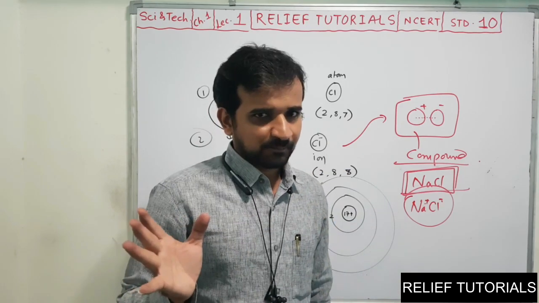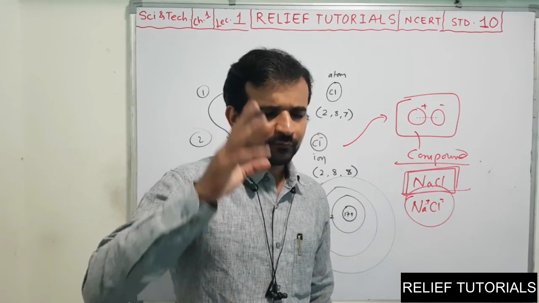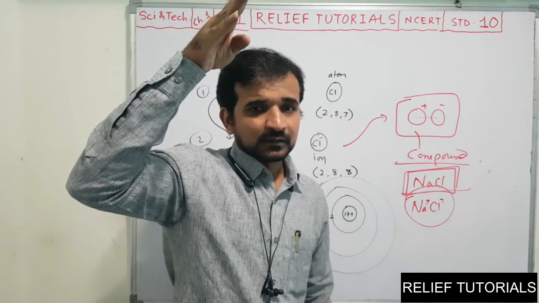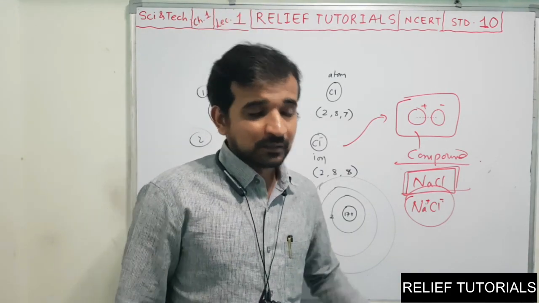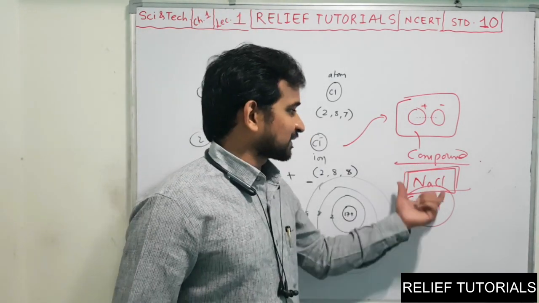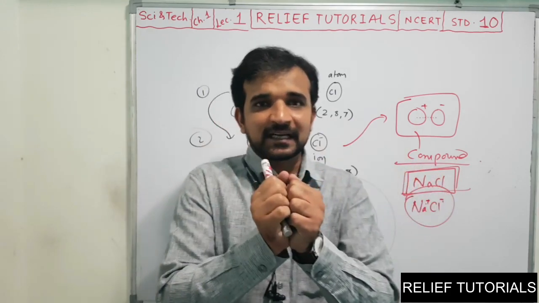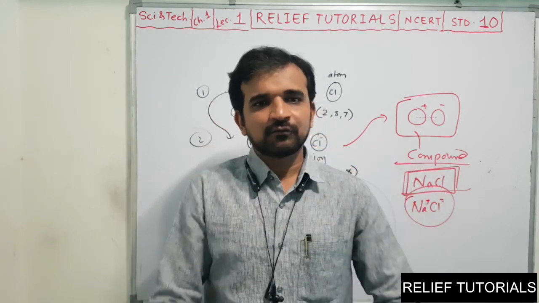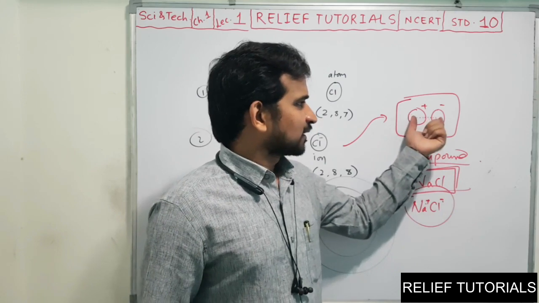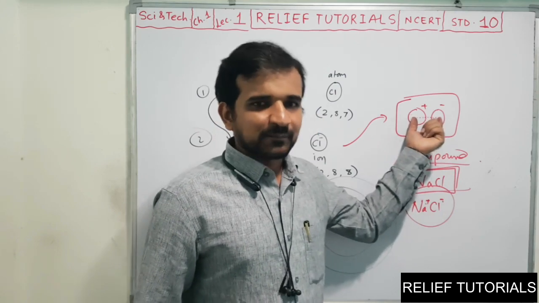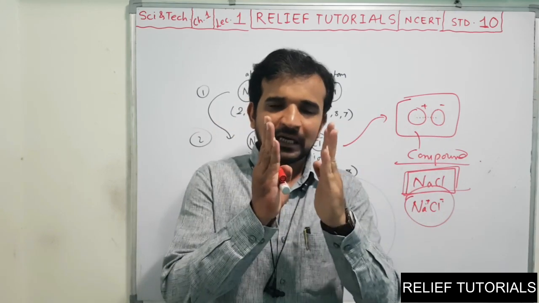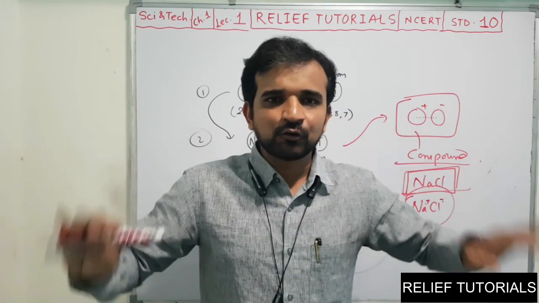Many of the students of 10th, 11th and 12th, someone has even cracked the JEE exam, but they do not know that in NaCl, Na and Cl are not stuck. They are a certain distance away from each other, but there is an equal force of attraction and repulsion. So the ions are not coming closer, and they are not going away.